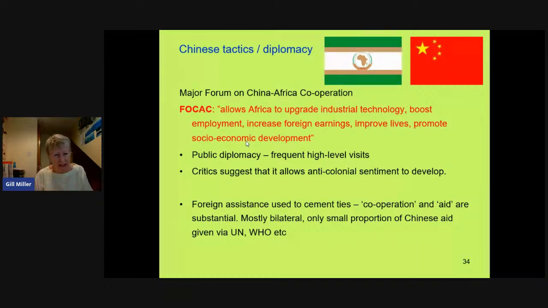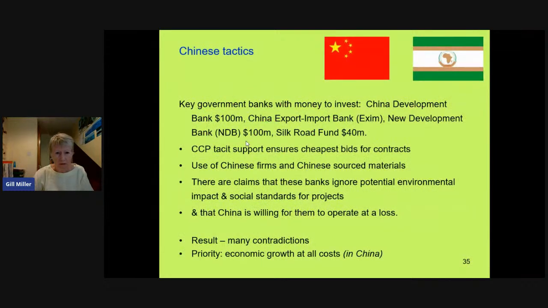But the critics will say, well, FOCAC is allowing anti-colonial sentiment to be nurtured. China has a lot of aid, but not very much of it goes multilaterally, through the UN and so on. Most is bilateral. And it comes through these development banks, which you can see on the screen there. Basically, the Chinese government puts money into these investment banks, and they can then go and develop and support new businesses with loans and contracts.